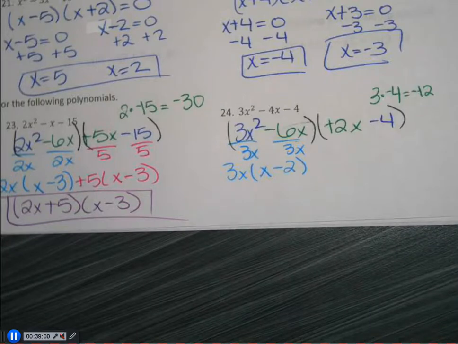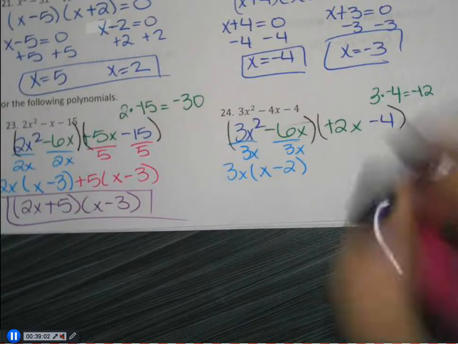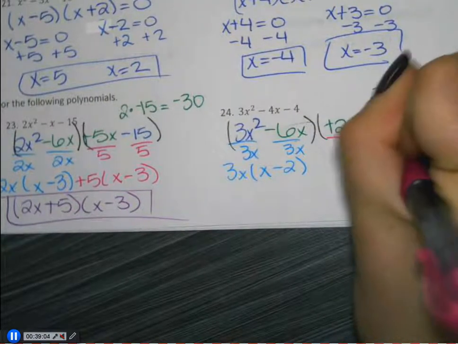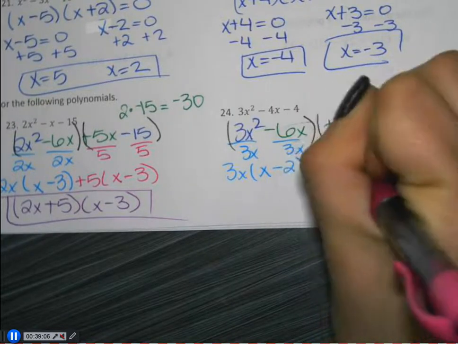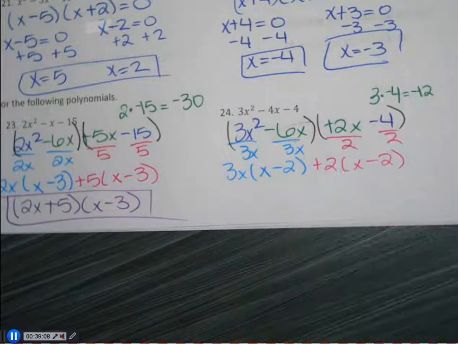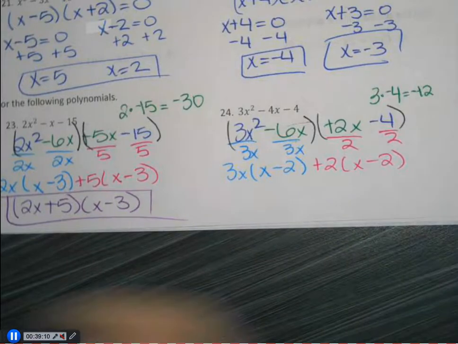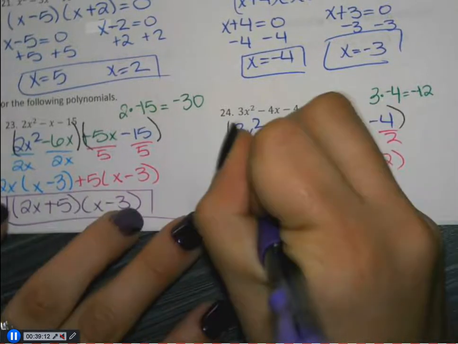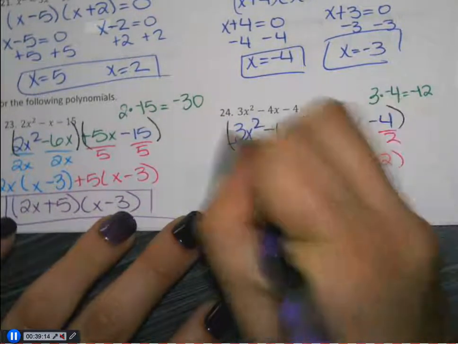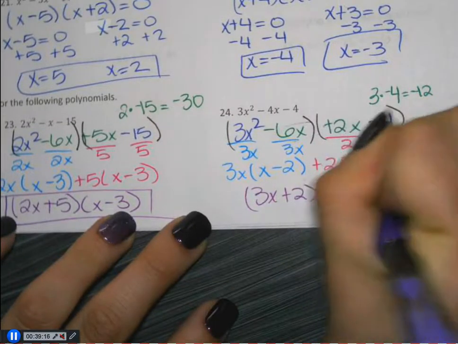Okay, so what goes into my second set of parentheses? X minus 2. Okay. And my final answer? Questions on 24.